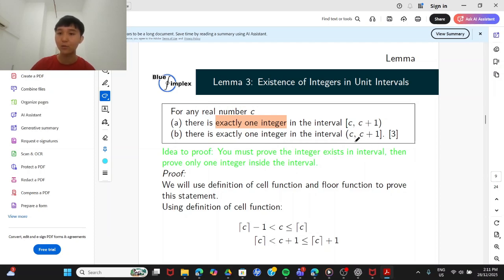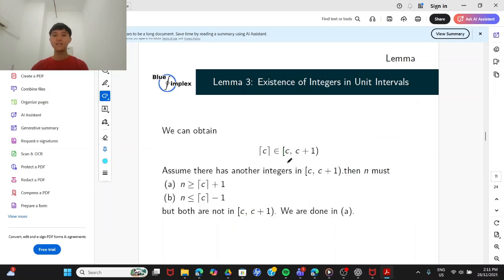Why plus one? Because I want to achieve this goal: the interval c and c plus one, including one end and not including the other. And then you notice that the ceiling of c is an integer. So we have to prove that the ceiling of c is inside c and c plus one. So we have proved that there exists an integer inside this interval.